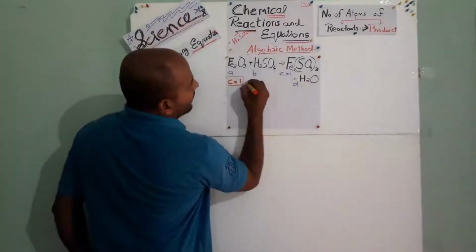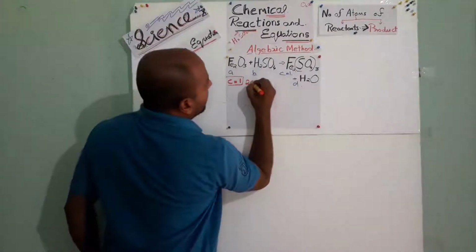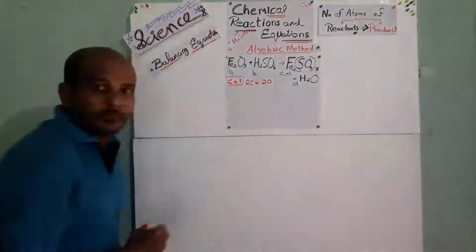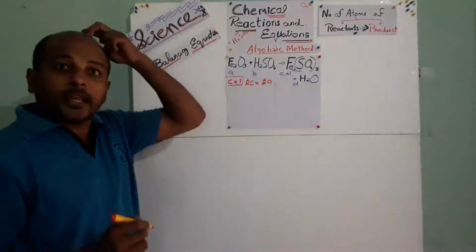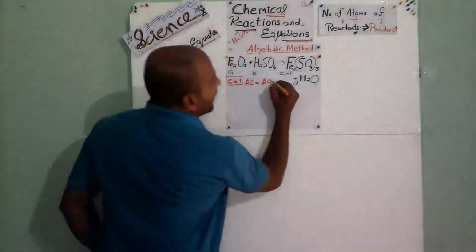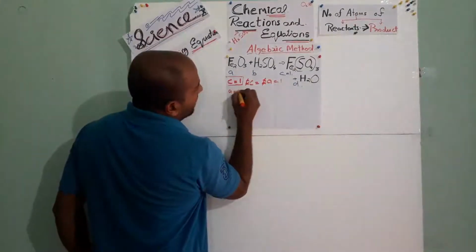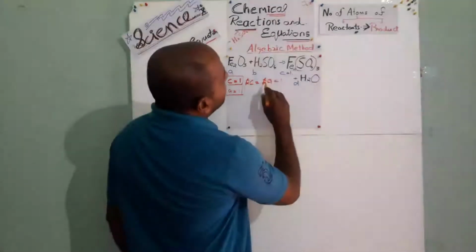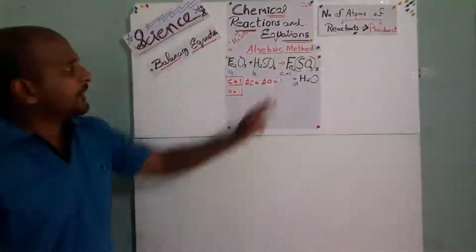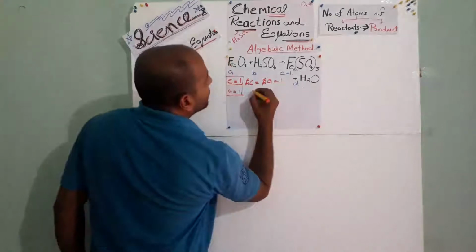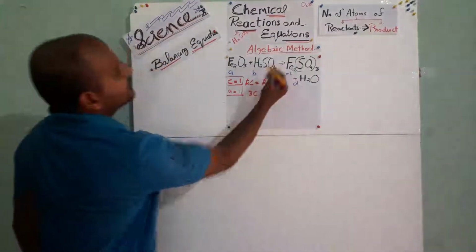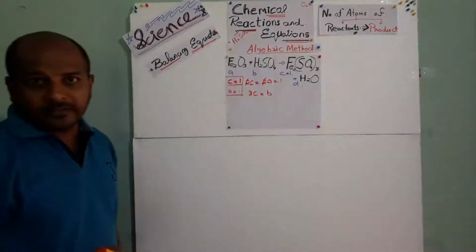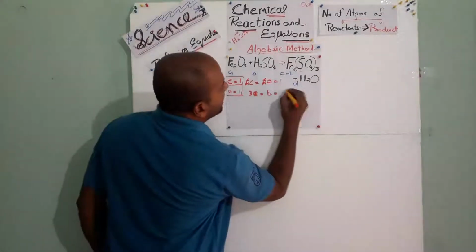Fe: 2C is equal to 2A. Cutting the 2, we get C is equal to A. And we know C is equal to 1, so A is equal to 1. A is 1, C is 1. Next let's do it with SO4. SO4 here is 3C, which is equal to 1B. C is 1, so B is equal to 3.